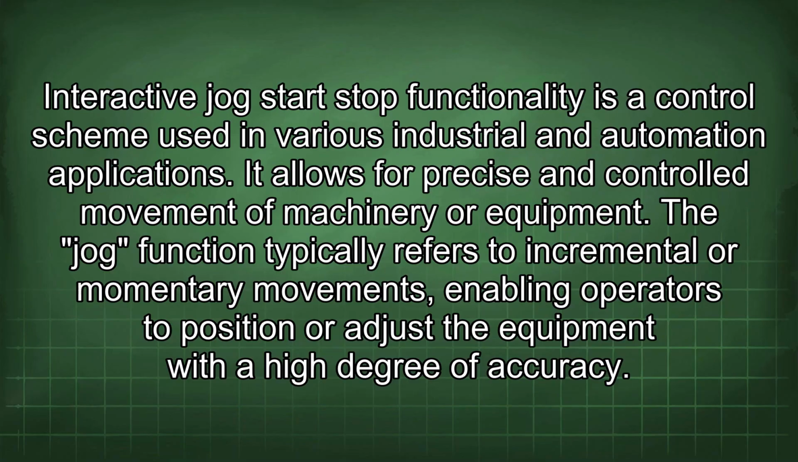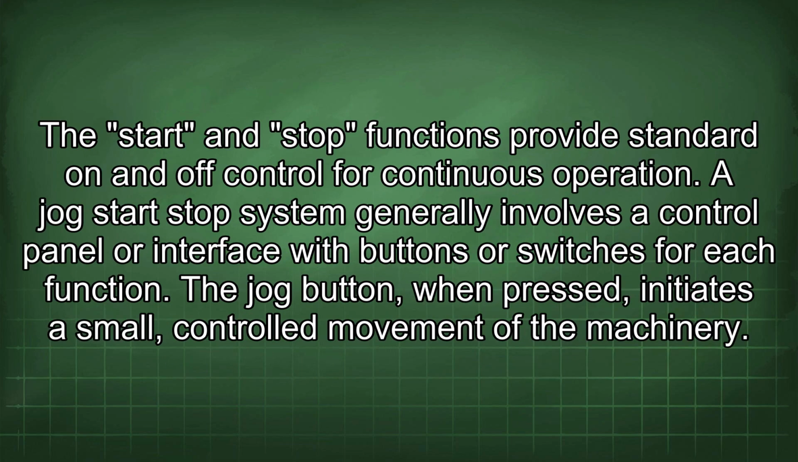Interactive jog start-stop functionality is a control scheme used in various industrial and automation applications. It allows for precise and controlled movement of machinery or equipment. The jog function typically refers to incremental or momentary movements, enabling operators to position or adjust the equipment with a high degree of accuracy. The start and stop functions provide standard on and off control for continuous operation.